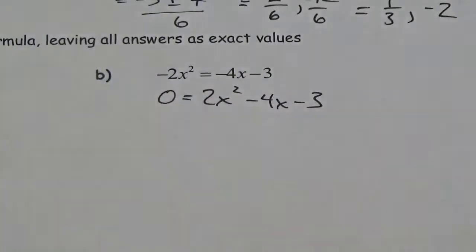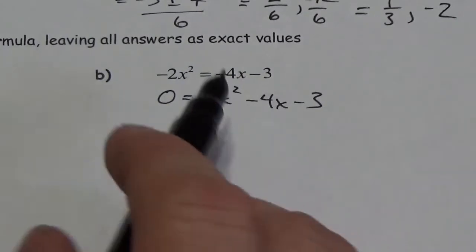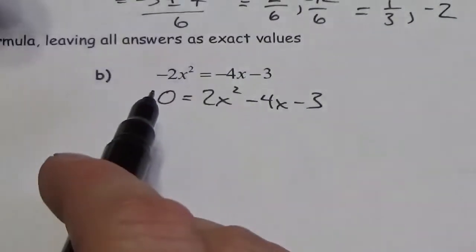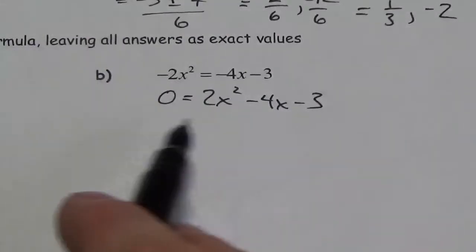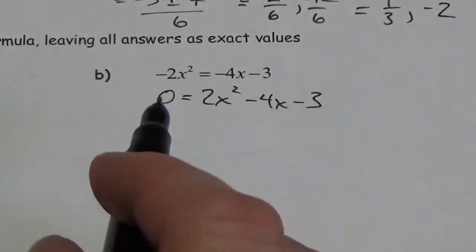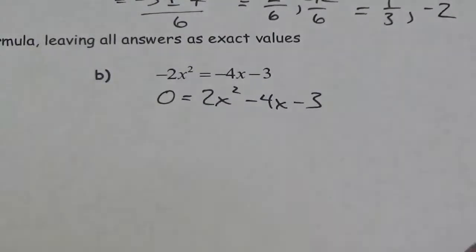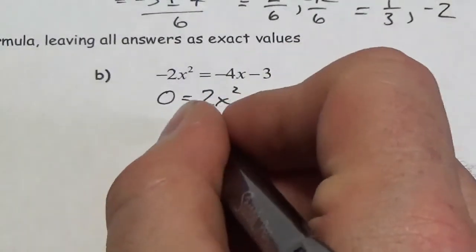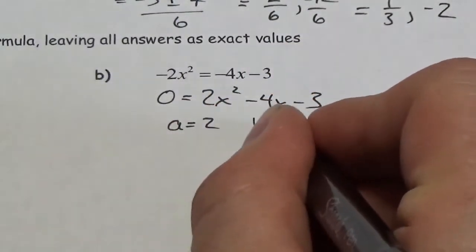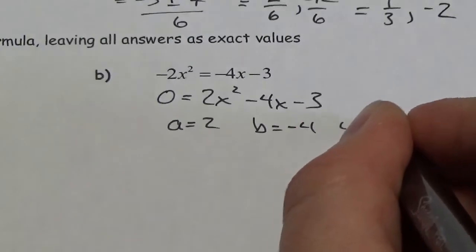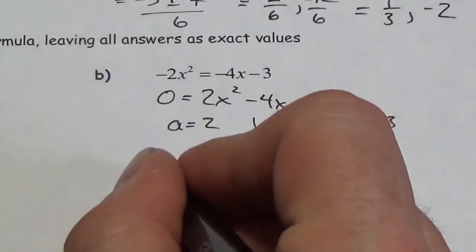Now, because I'm using the quadratic formula, it really doesn't matter whether I leave it on the left-hand side, like if I bring everything over to the left-hand side or bring everything over to the right-hand side. But I still prefer the way this looks right now. I think it looks better with a positive in front. And now I'm going to identify the pieces. So A is 2, B is negative 4, and C is going to be negative 3. And then I plug things in.